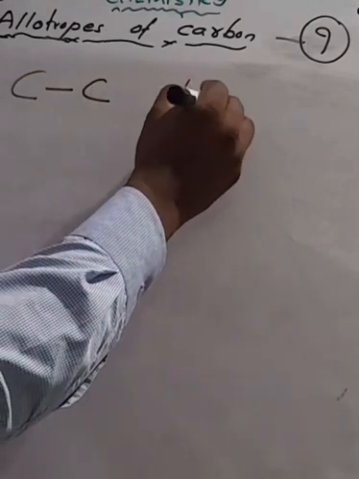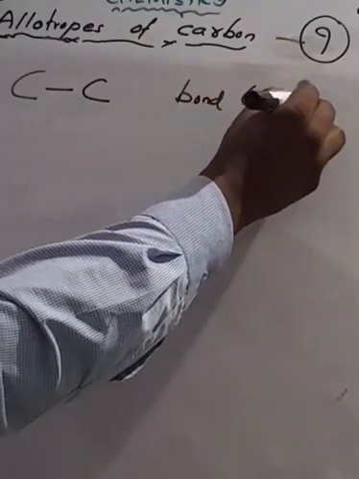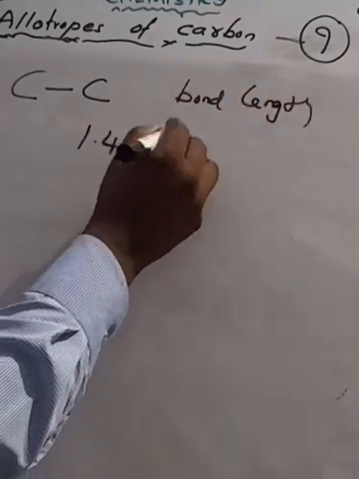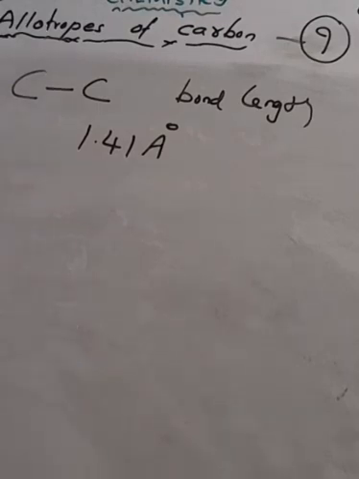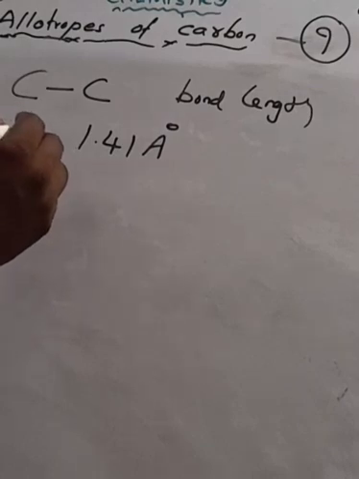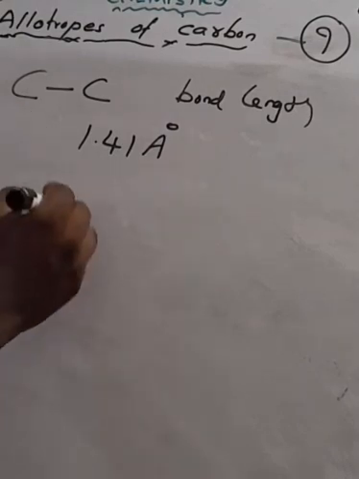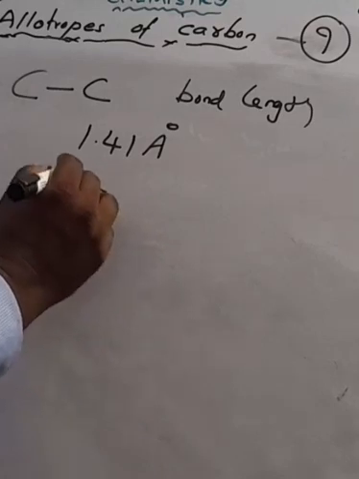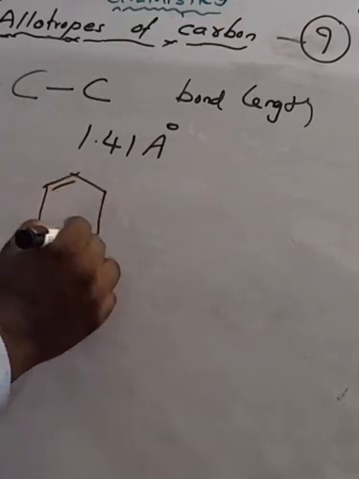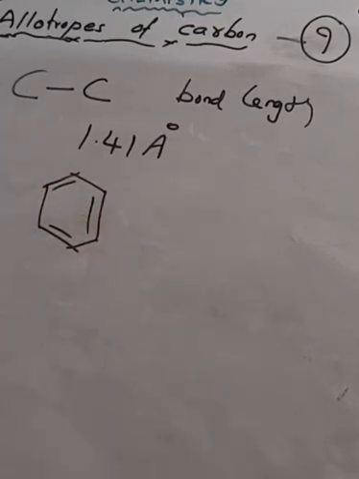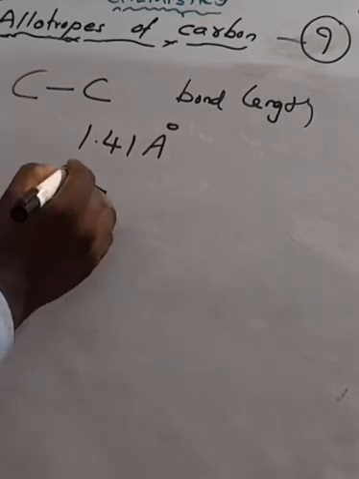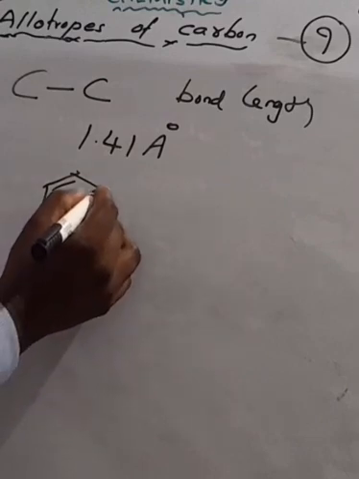Here, the bond length is 1.41 Angstrom. Am I right? This 1.41 Angstrom is very close to the benzene molecule, the carbon-carbon bond. We know the structure of benzene. How do you draw the structure of benzene? This is the structure of benzene, with a carbon at each corner. Six carbons.